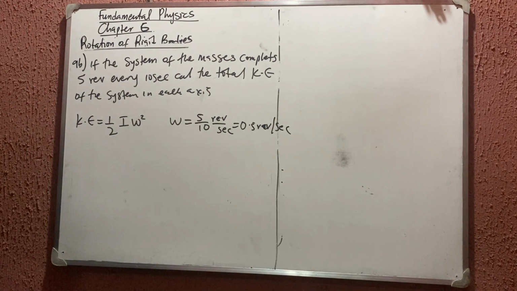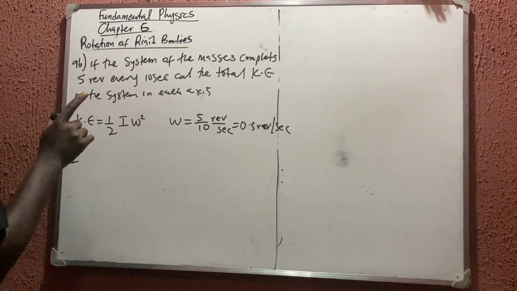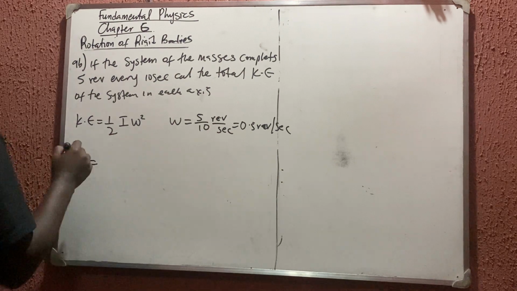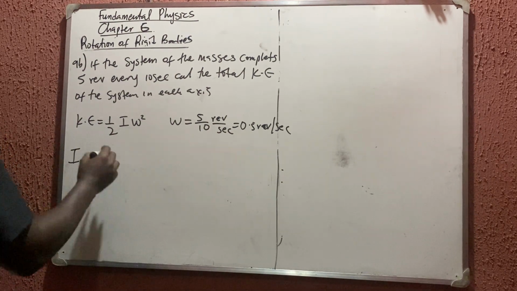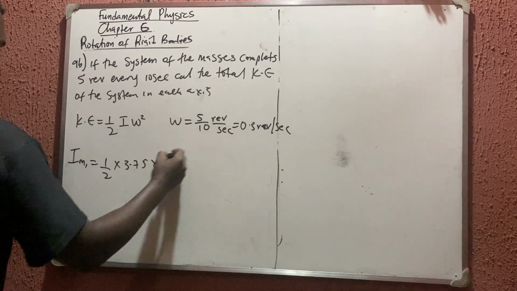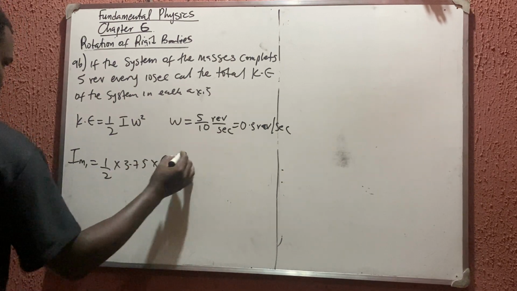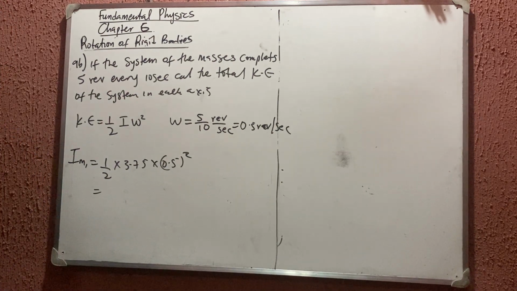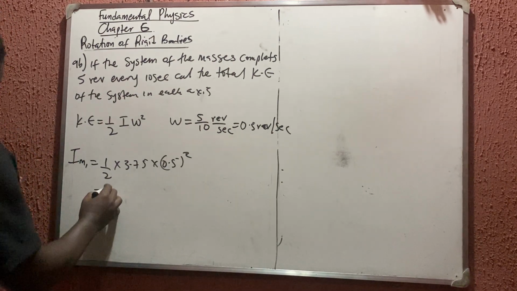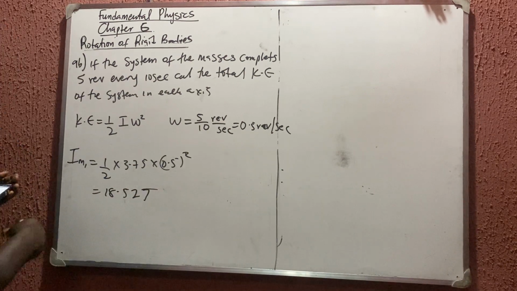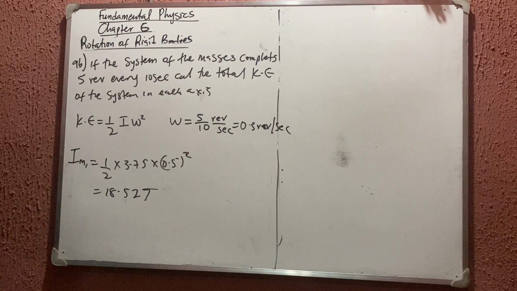So now, if you put it here, you're going to have what you got for moment of inertia in the other one. For the first one, the one that is passing through M1, it will give you 1 over 2 times 3.75 times 0.5 all squared. If you calculate the other one, you will get its value too. So this one will now give me 18.52 joules. So for the other one, you know what to get. So that is that.